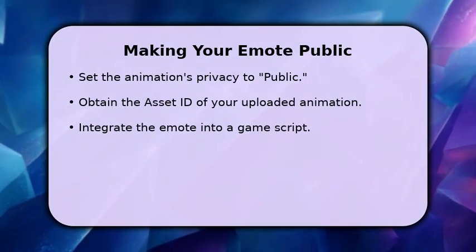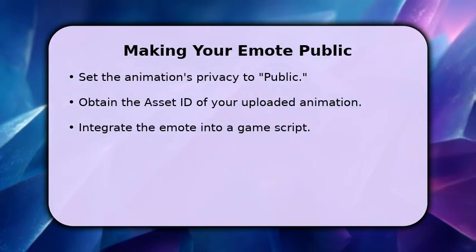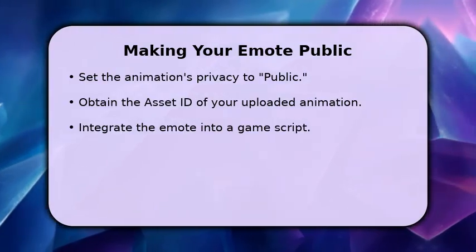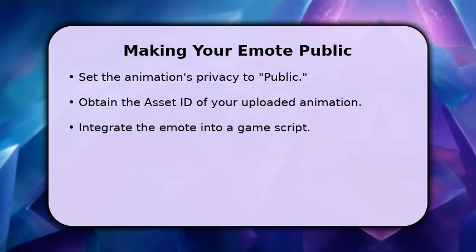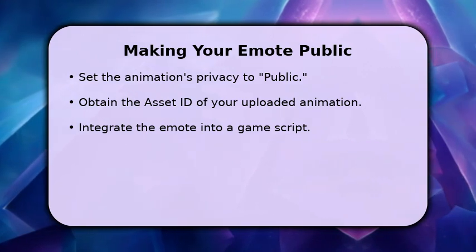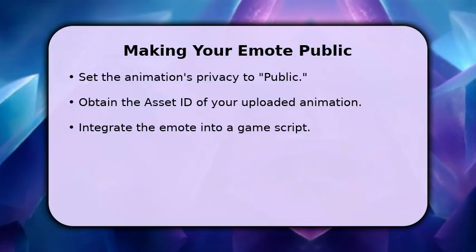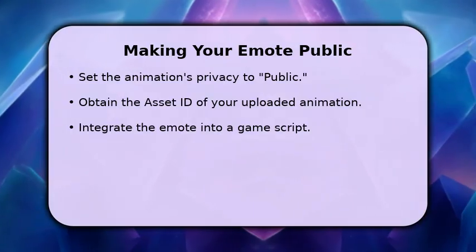The final step is making your emote public. In the animation settings, ensure its privacy is set to public so others can use it. You'll then need to get the unique asset ID for your uploaded animation. This ID is essential for integrating the emote into a game script, allowing players to trigger it. Once the script is in place and tested, publish your game, and players will be able to enjoy your custom emote.